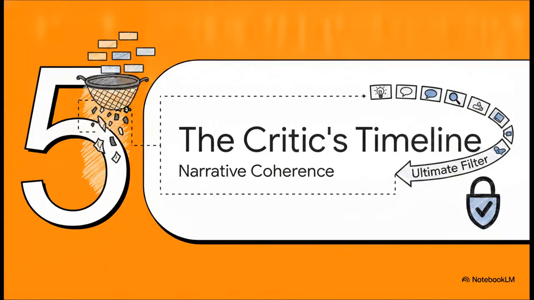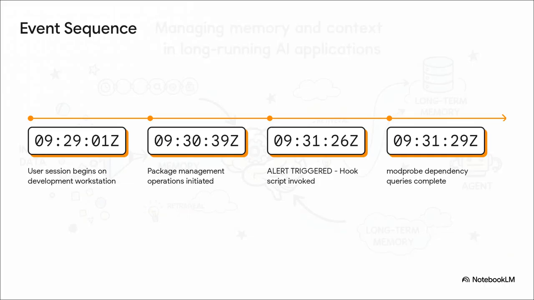All right, Section 5, the critic's timeline. This relies on narrative coherence as the ultimate filter for truth. Once the critic filters out the garbage, we move to this third and final memory channel. The critic's job here is to take those trustworthy findings we just talked about and build a pristine, consolidated chronology of our developer's false positive event. It strips out all the duplicate data. If two experts report the exact same alert, it only goes on the timeline once.